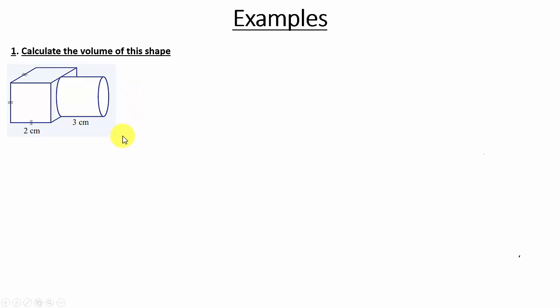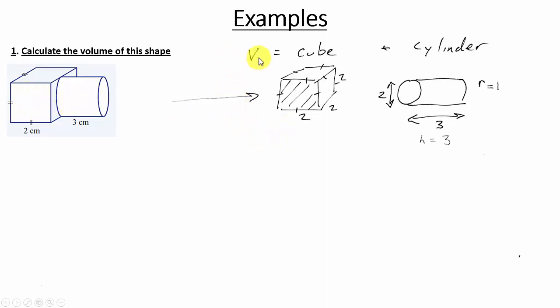Okay, so here's an example. We need to calculate the volume of this shape. You can see that we've got a cube plus a cylinder. So to work out the total volume, cube plus cylinder. Sketch out both shapes, that's the easiest way. Put the measurements on that you're given and work out any measurements that you need.